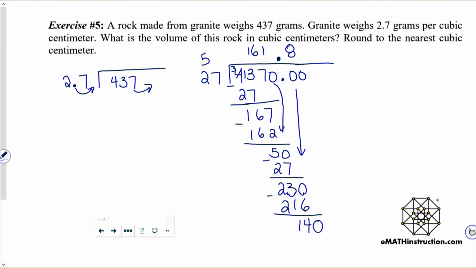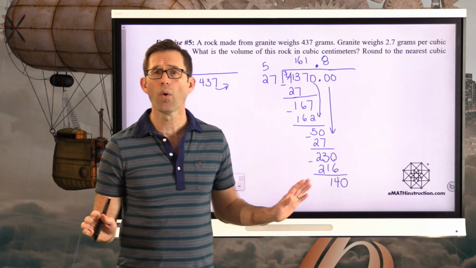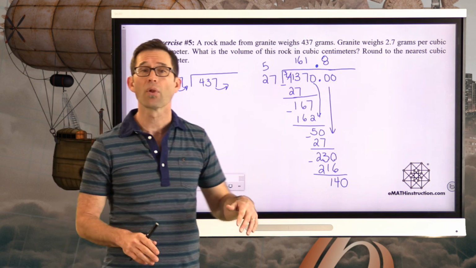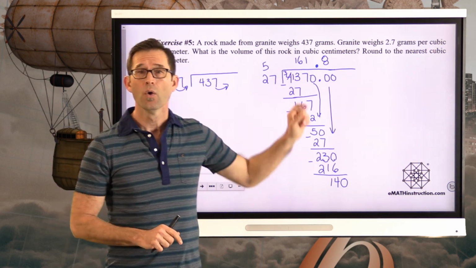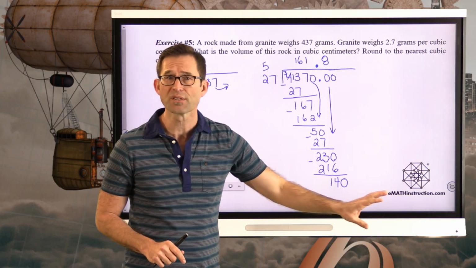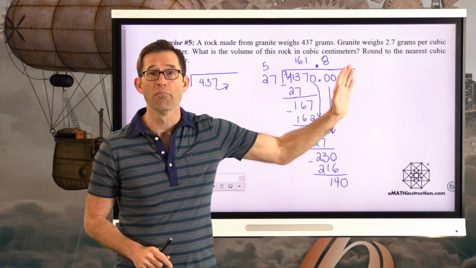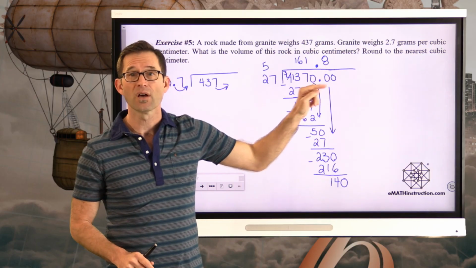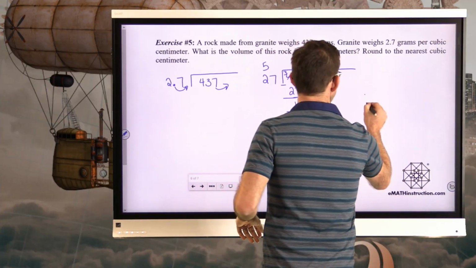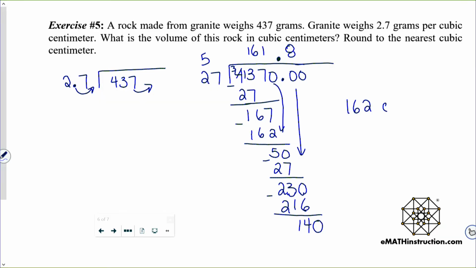I would then drop a 0 down, but I'm not going to go on anymore. The reason I'm not going to go on anymore is I needed to round to the nearest cubic centimeter, implying the nearest whole cubic centimeter. We have 161.8 cubic centimeters, plus some more, right? All this would do is give me more decimal. That 8 tells me I should take that 1 and bump it up to a 2. So my final answer, 162 cubic centimeters.